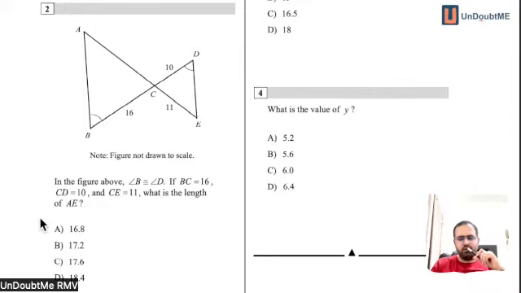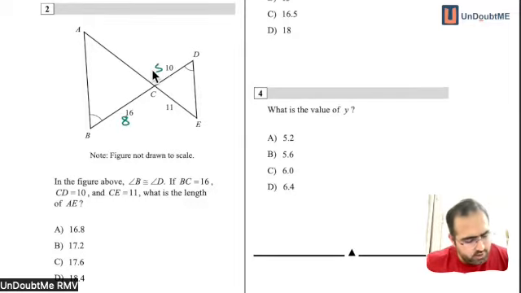16 upon 10 is how much? It's 1.6. Write it down in the form of ratio. 1.6, what will you do with that? So it'll be 8 to 5. 8 is to 5 is correct. Now, if 8 is to 5 ratio is there over here, then 8 is to 5 will be here also.